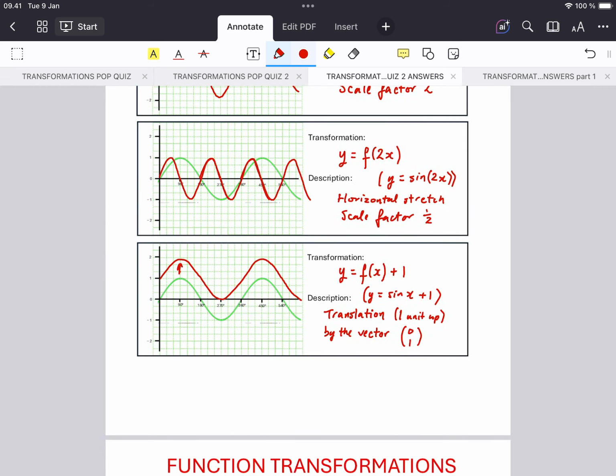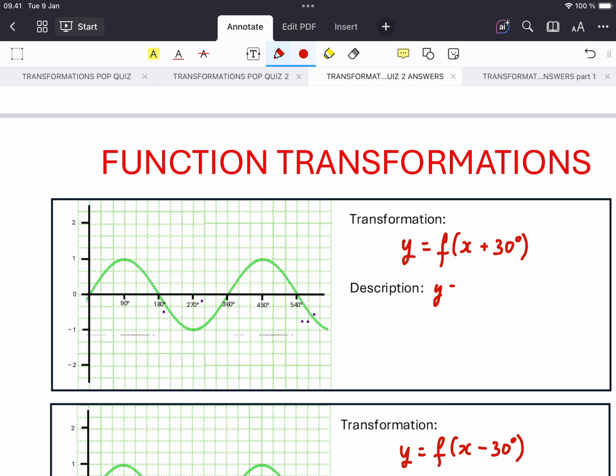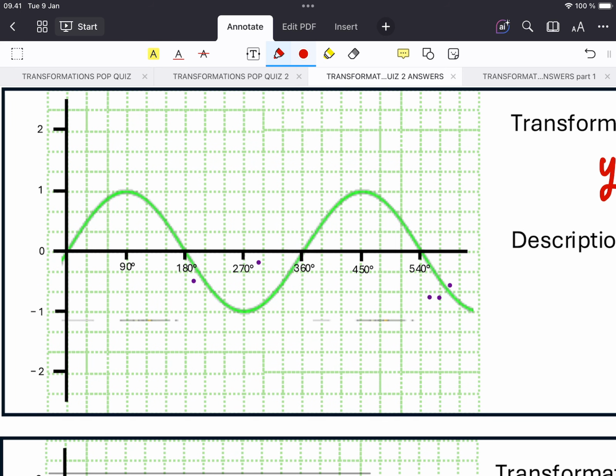Okay, the next one: y equals f of (x plus 30). For example, that would be y equals sine of (x plus 30). So once again, when you do something to the x first, it's going to have an effect in the horizontal plane rather than the vertical plane, and that effect might be counterintuitive to what you were expecting. So I'll just trace this out again.